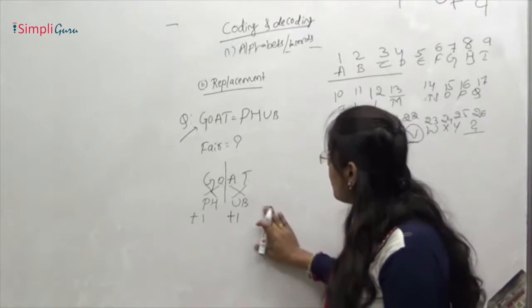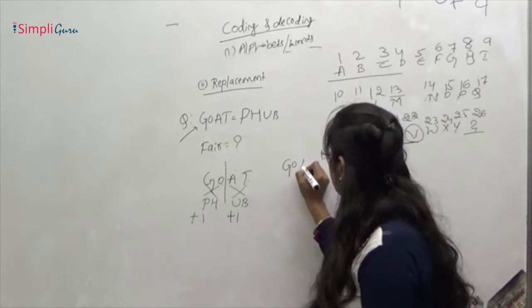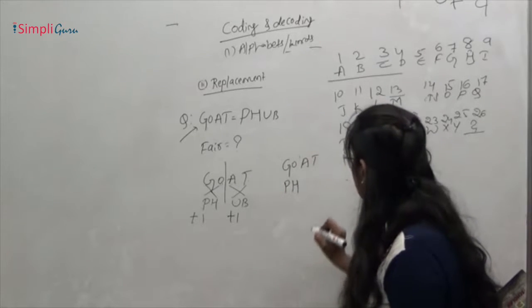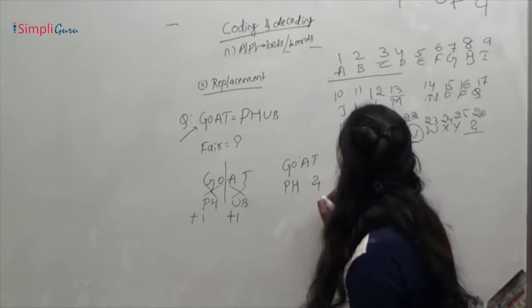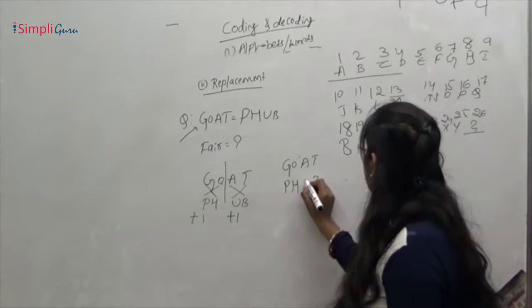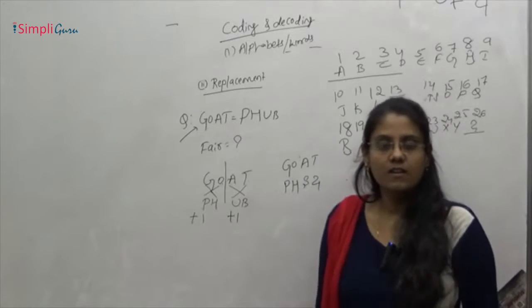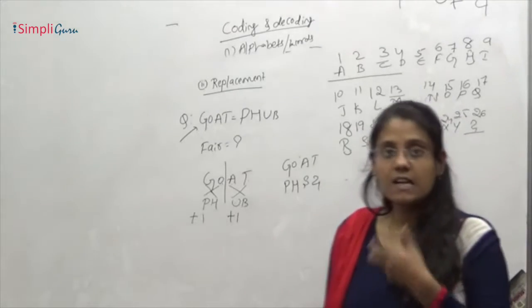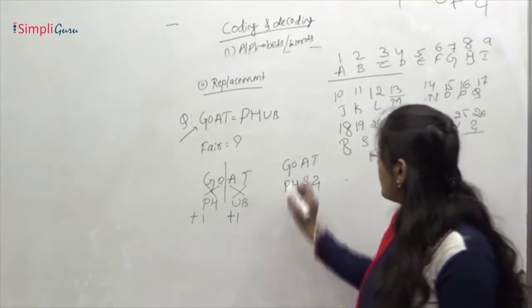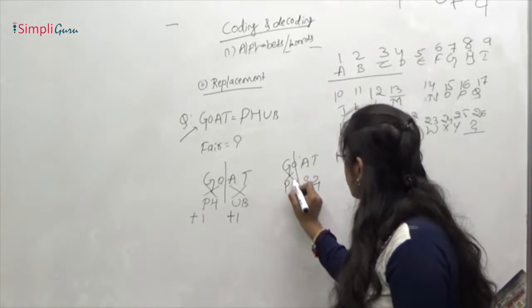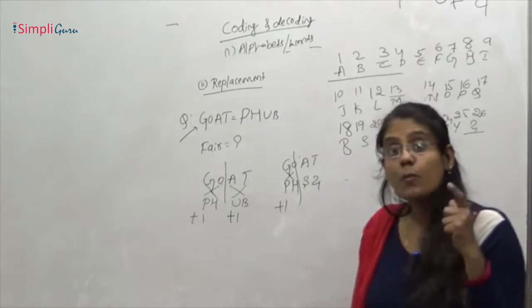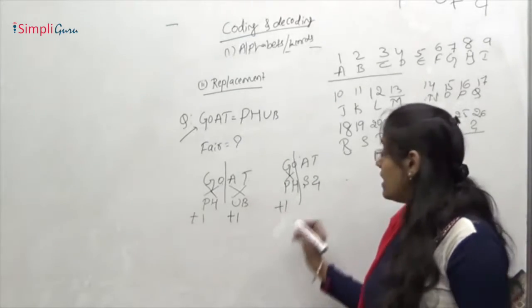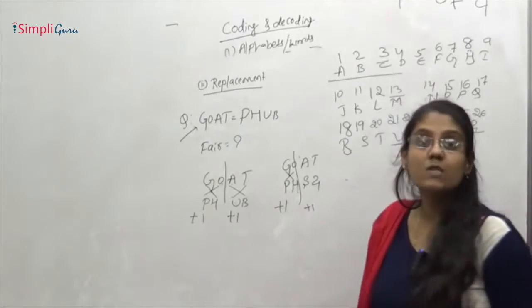Sometimes what they will do for the same GOAT, they will give PH, Z and S. So what will we think? Yes, in the class we solved this question. So they are doing half and half and they are cross checking, so it's a +1. So by checking only the first half of the question, we will come to the conclusion that definitely the second half will be +1 only.